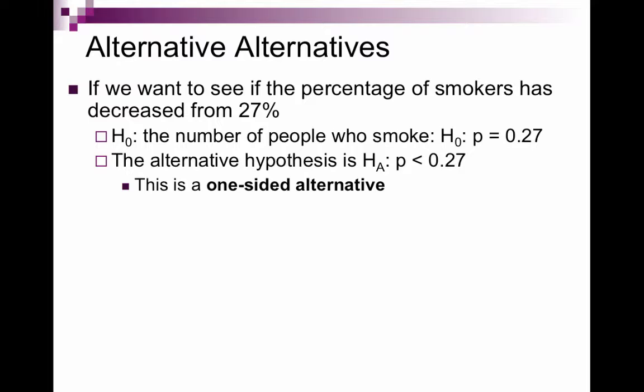This is called a one-sided alternative. It's one-sided because we're only looking at the decreased side. We're only interested in it going down. If we were only interested in it increasing, this would also be a one-sided alternative. So essentially, if you use an inequality sign, the alligator mouth, it's a one-sided alternative.